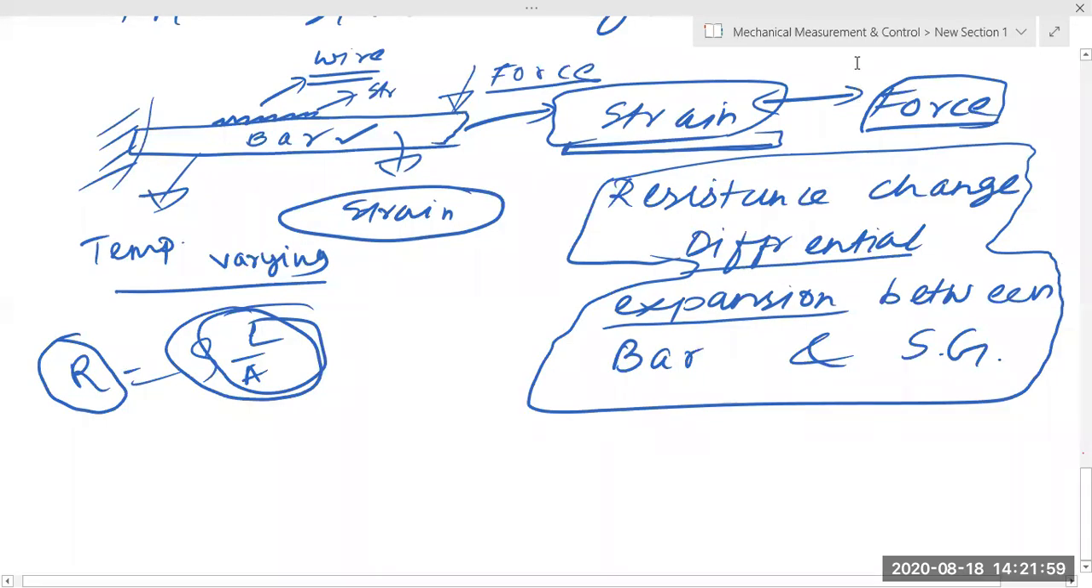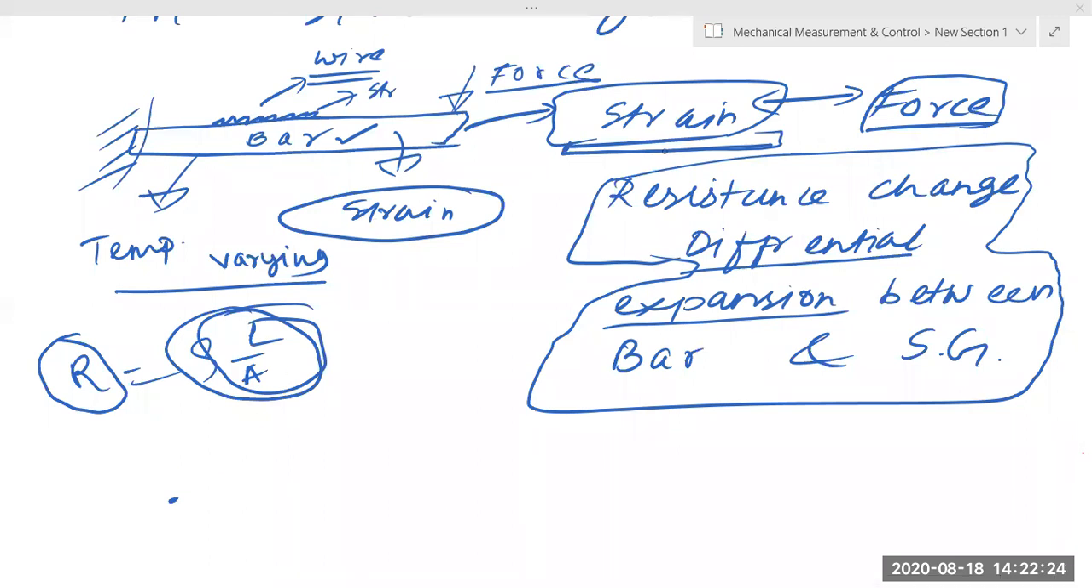There are two causes for resistance change. One will be temperature change, and the second will be differential expansion between the bar and the strain gauge, which will also lead to change in resistance. Okay, is everyone okay? See, I am again putting it for you. If you are not clear, I'll put it for you. You don't have to worry.